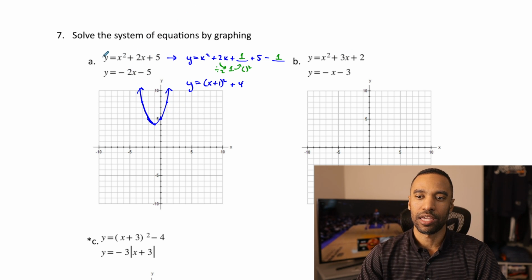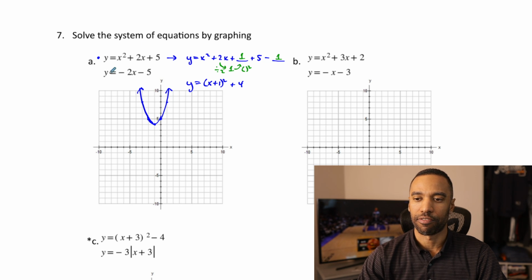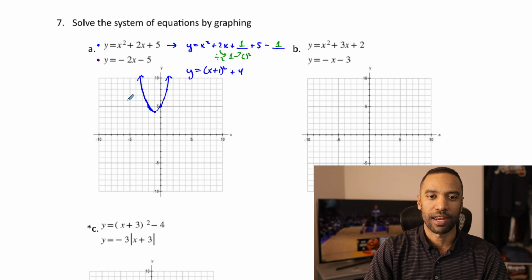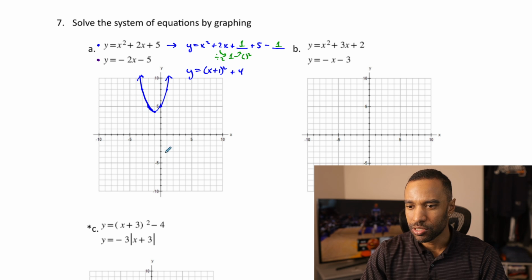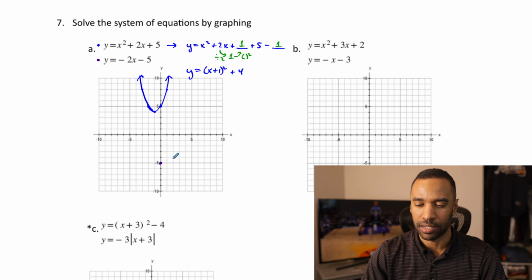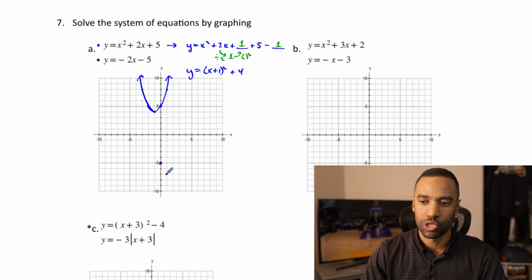The other one is y equals negative 2x minus 5. So negative 5 is the y-intercept. I have a feeling they don't intersect, but they might. Down to the right 1 going this direction and up to the left 1 over here. I have a feeling these don't intersect. There we go.